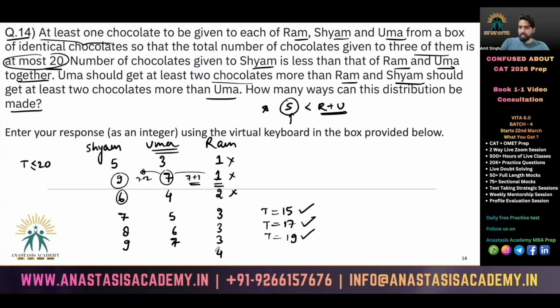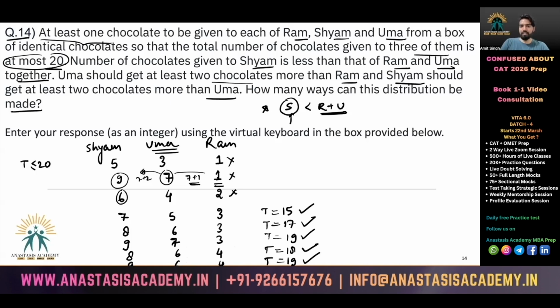When Ram has 4 chocolates, the minimum case is Uma having 6 chocolates and Shyam having 8 chocolates. 8 and 10, the total number of chocolates is 18. It is acceptable, and Shyam has fewer chocolates than Ram plus Uma. Also, for this case, 4, 6, 9, this case is also acceptable. The total chocolates is 19, right? 6 and 4 is 10, and 9, 19. 9 is less than 6 plus 4, that is 10.